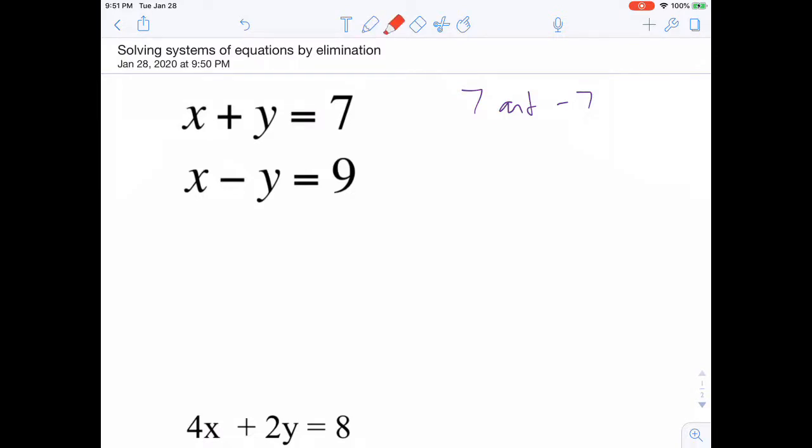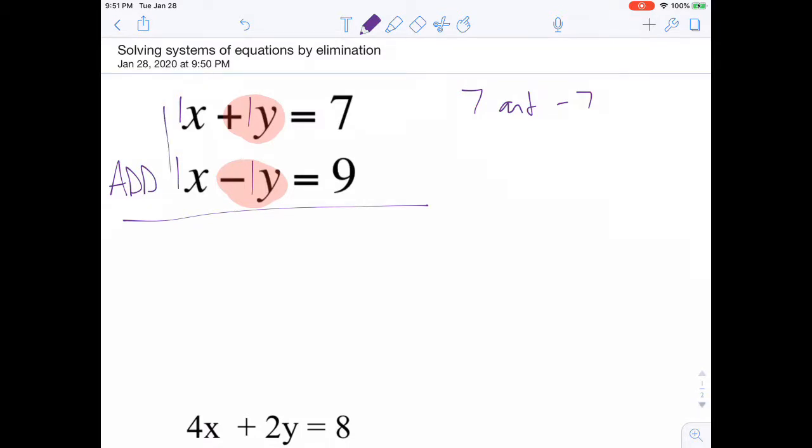So let's take a look at our equations here. My coefficients are 1, 1, 1, and -1. So if I'm looking for opposites, so I talked about 7 and -7, my y's here, I have positive 1y and negative 1y. Those are opposites of each other. Once I have opposites, I'm going to add downwards. I'm going to add these two equations together.